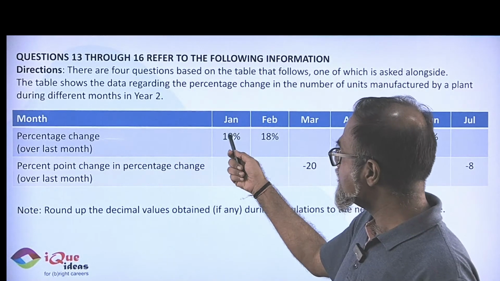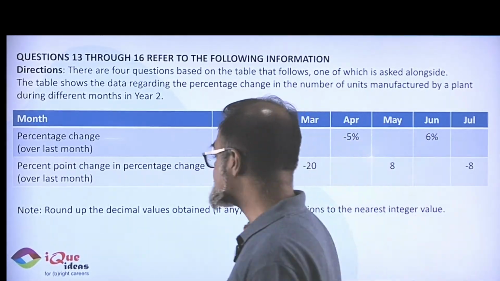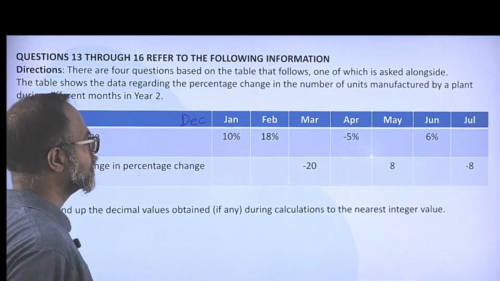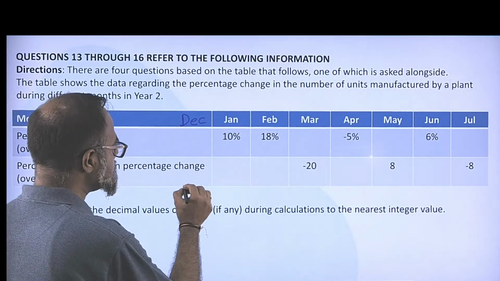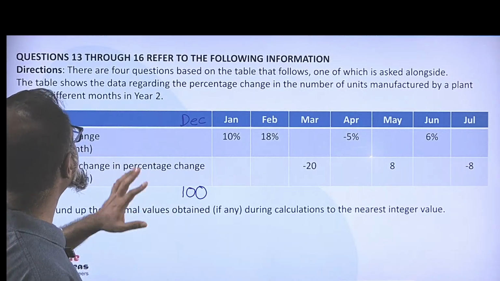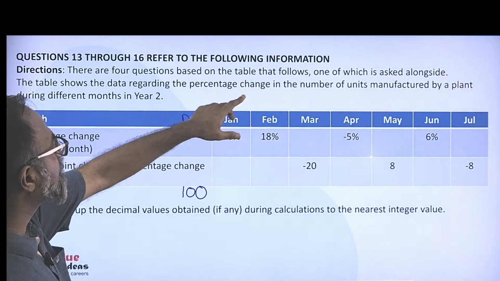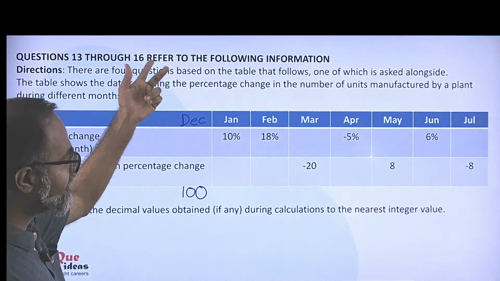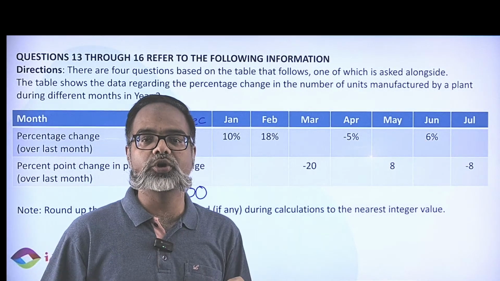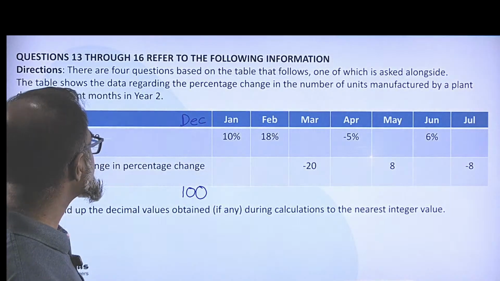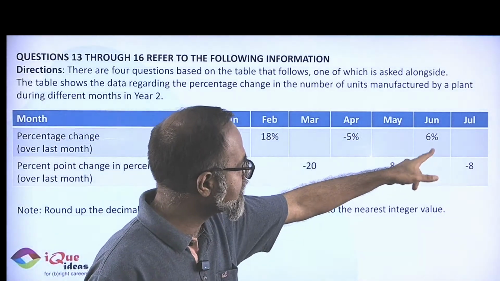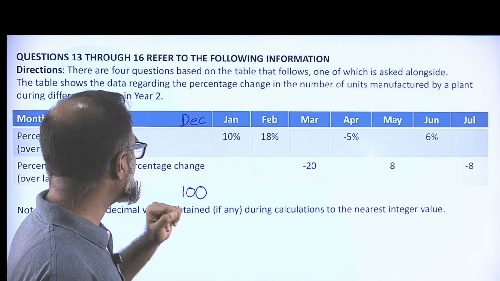And it starts with 10% in Jan. That means I'm starting with a December value, right? So, because percentage, so my base value is 100. So, let's assume that the number of units manufactured in December of the previous year was 100. Now, numbers are given in 2 different rows. The first one is a simple percentage change. So 10%, 18% increase, -5, so dip, 6% up. That is easy. But what is the second row?